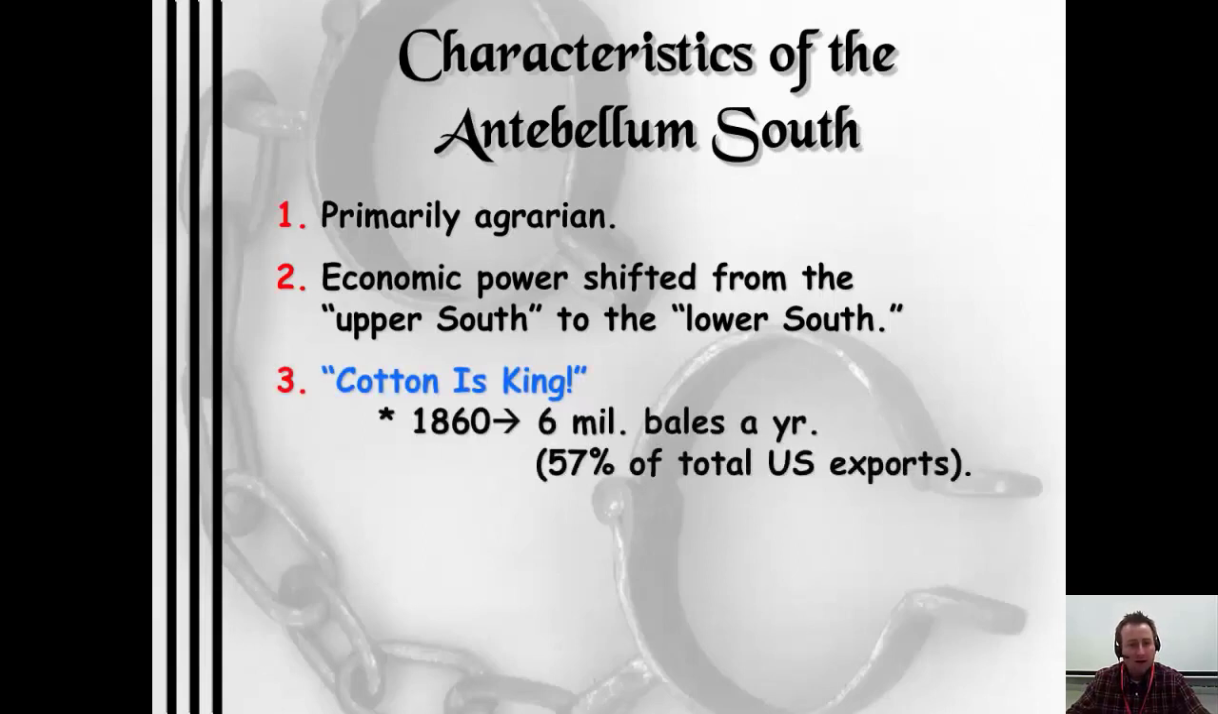Number three, cotton became king. In 1860, we produced 6 million bales of cotton a year. It was 57% of all of our exports. That's how valuable cotton had become. The only thing as valuable, or maybe more, would be the slaves themselves.